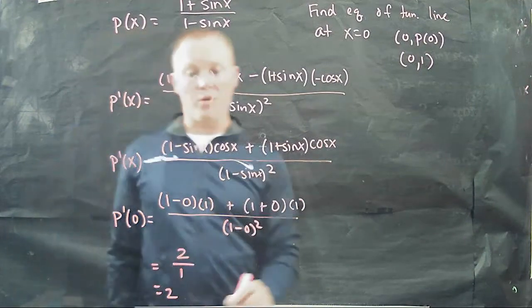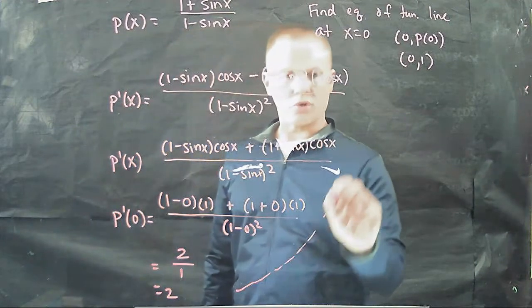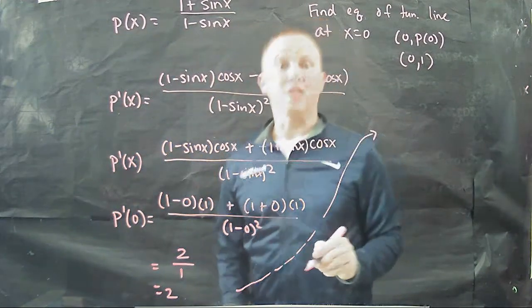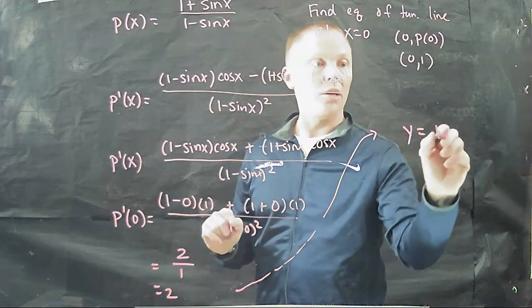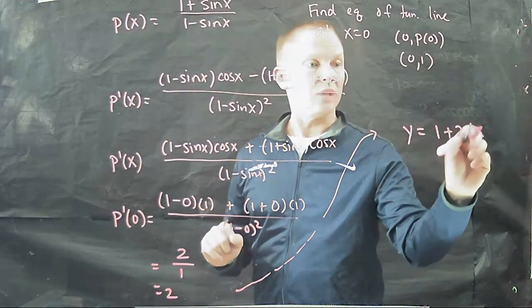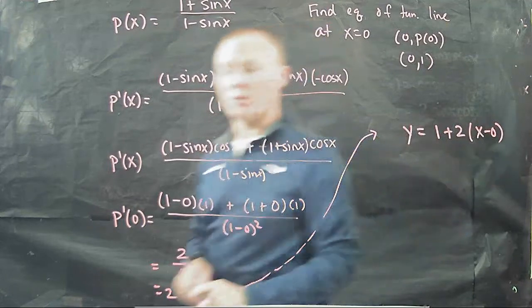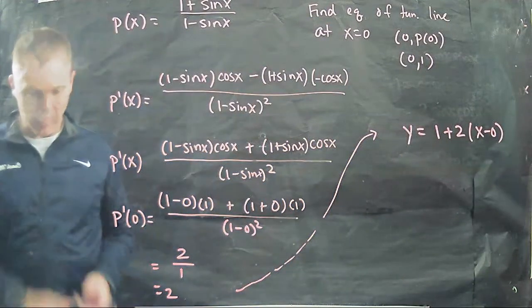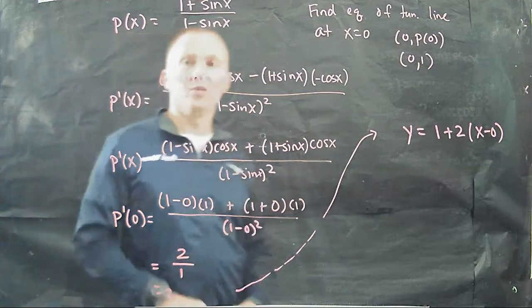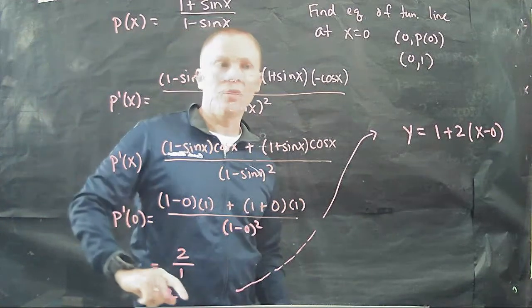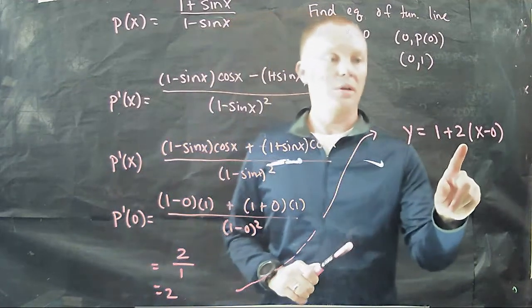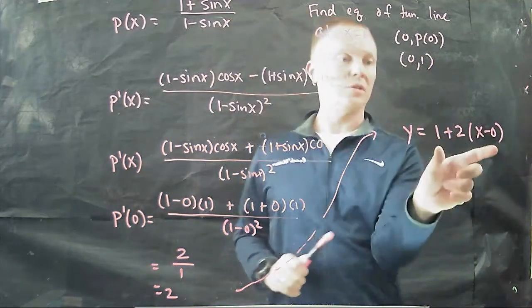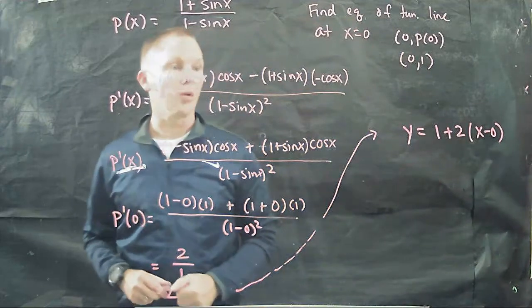So now I'm going to go over here and say the equation of this tangent line, ready, is y equals 1 plus 2 times x minus 0. Okay? So I found the derivative using the quotient rule, and then I just used that derivative to get the slope, and then I used the point from the function and did my tangent line equation.